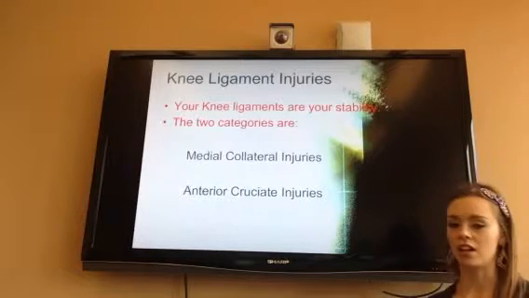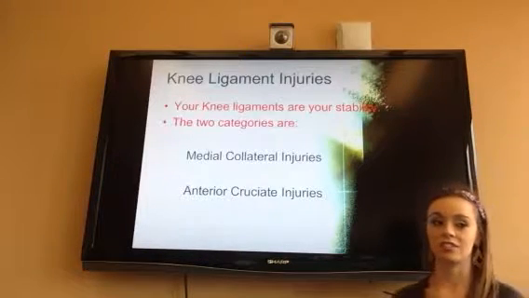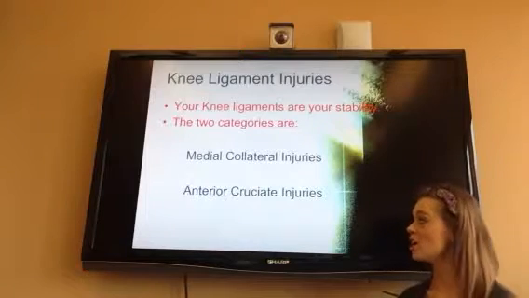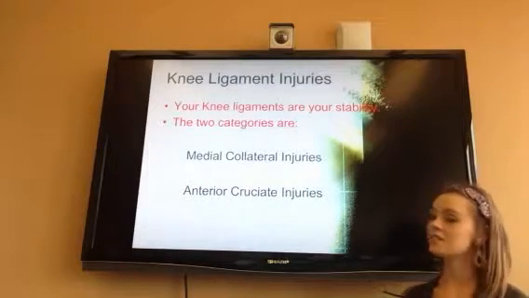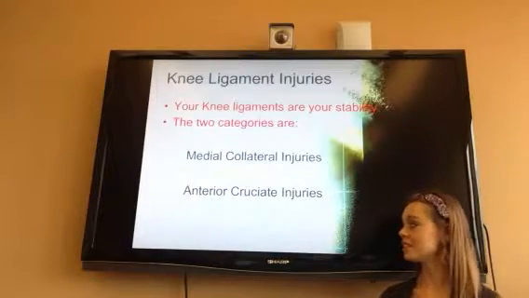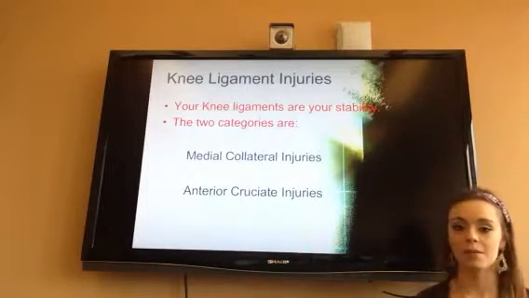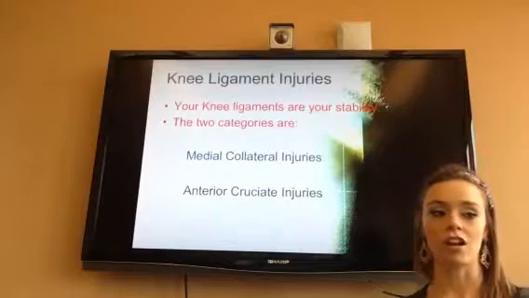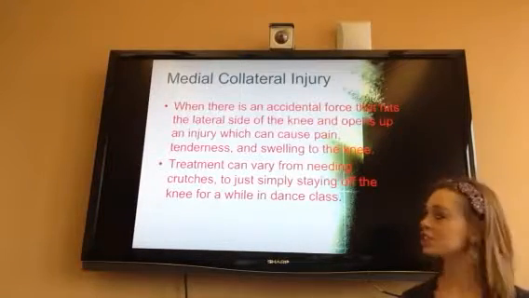Knee ligament injuries. Your knee ligament is what helps you to have stability in your body, just in general. And there are two different categories of knee ligament injuries. The first is the medial collateral injuries, and the second is the anterior cruciate injuries. To start off, we're first going to talk about the medial collateral injuries.